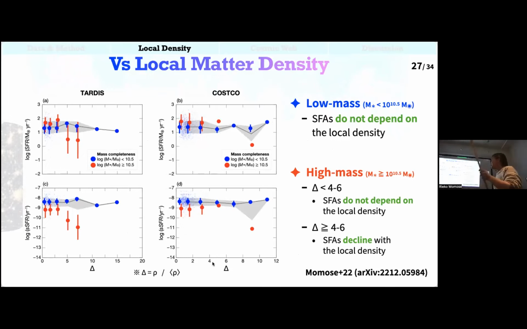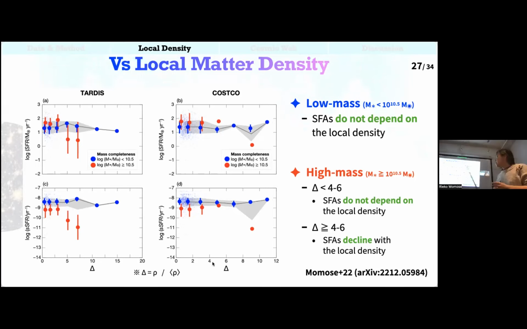So these are the median star formation rate and the specific star formation rate result as a function of matter density contrast delta. We divided our galaxy sample into two based on their stellar mass with a threshold of 10^10.5 solar mass and examined the dependence on the density. Blue is for the low mass galaxies and red is for the high mass sample. We consider the results reliable if both TARDIS and Cosmos show the same trend.